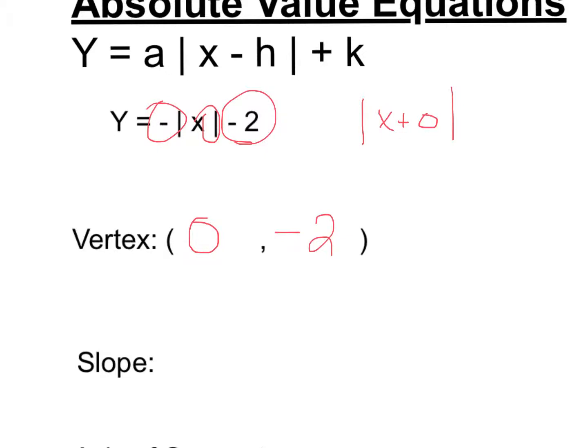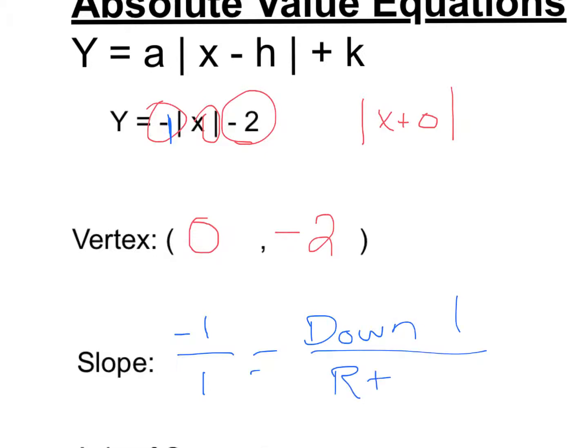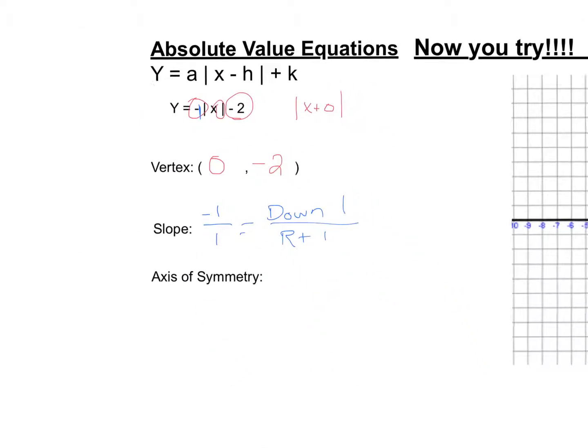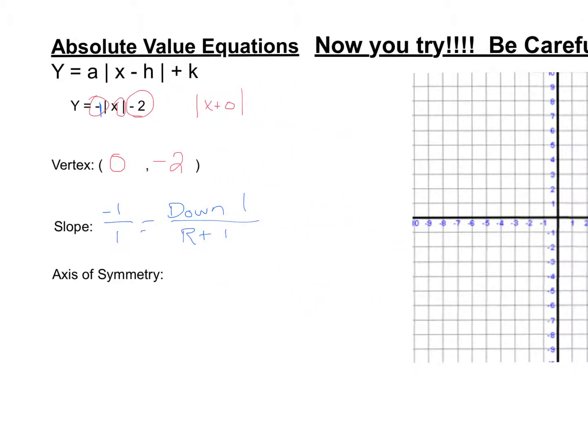Now also realize I put a negative here for the slope. Now what number is hiding that I can't see? Well, that's just a number 1. So it's -1 to 1, which means I go down 1 to the right 1. Alright, so we've got all that. Now let's take care of our axis of symmetry. That's going to be easy. X equals, and my x coordinate of the vertex is 0. So there we go.